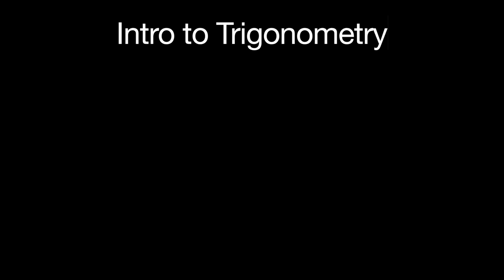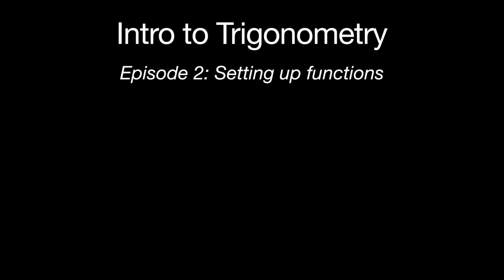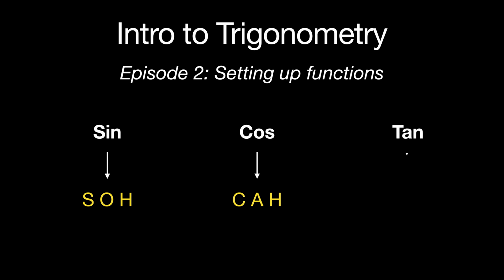This is the Intro to Trigonometry series. In this video, we're looking at how to set up functions. So remember last video, we learned how you take a trigonometric identity and find out which one it is by its signal. For sine, it's SOH. For cosine, its signal is CAH. And for tangent, its signal is TOA. So SOH, CAH, TOA are the three signals, and sine, cosine, tangent are the identities.